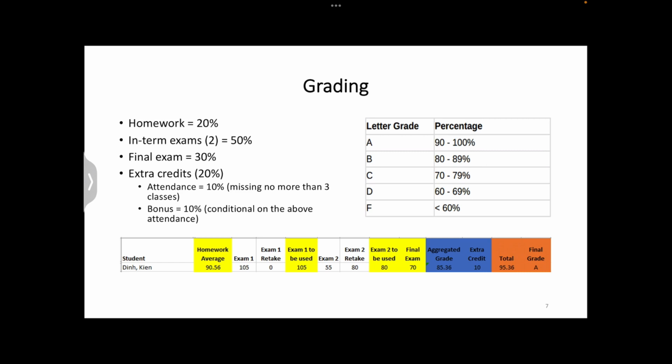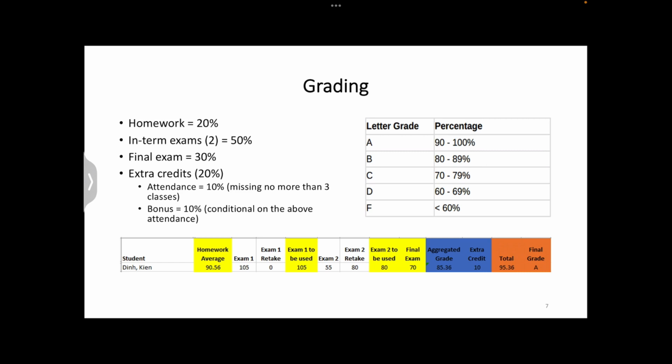Concerning the assessment, there are three main components that I will use to determine your final grade. Homework will account for 20%, two in-term exams each account for 25%, and the final exam accounts for 30%. In addition, I will give extra credit to those of you who frequently come to class and who provide answers to the bonus questions I or other students pose in class.